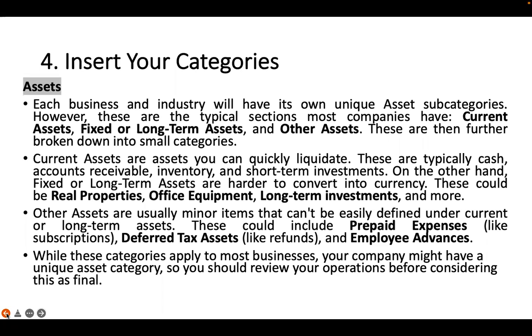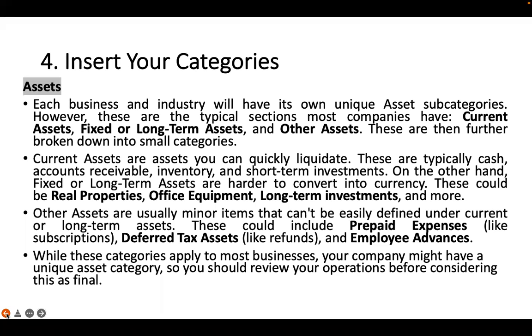So anything which we cannot convert into currency real soon would be considered as the long-term asset or the fixed asset. And anything which can be converted quickly into cash, or quickly liquidated, would be termed as current assets. And other assets are usually minor items that cannot be easily defined under current or long-term assets. So if anything is in between which cannot be properly defined into any of the categorizations, fixed assets or current assets, then they will come under the other assets.